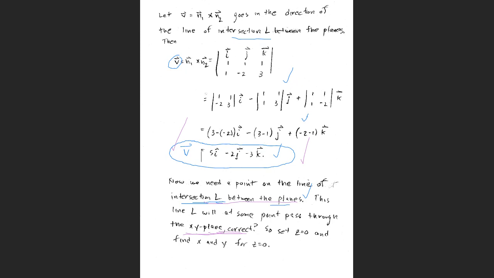The line is a skew line, so it's going to pass through the xy plane. Well, when it passes through the xy plane, z equals 0. So what we can do is, in both planes, set z equals 0, and then find what x and y go with z equals 0. And I do that on the next page.